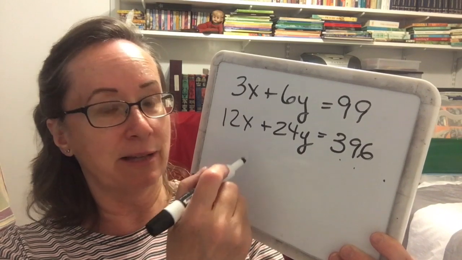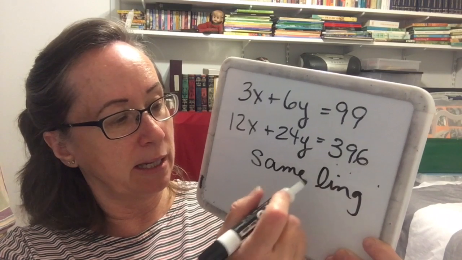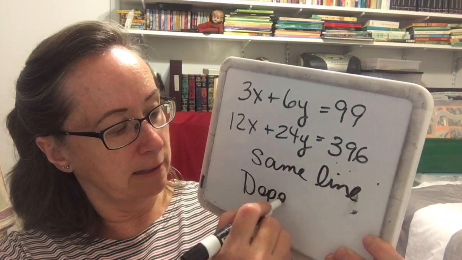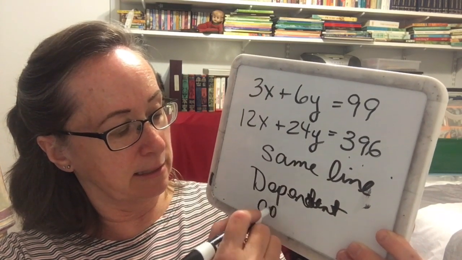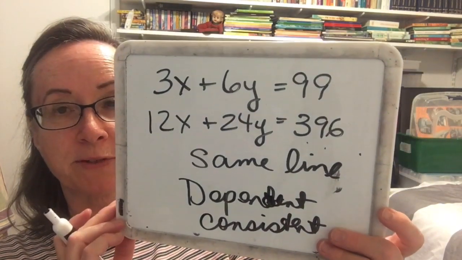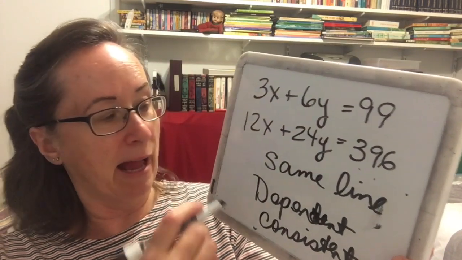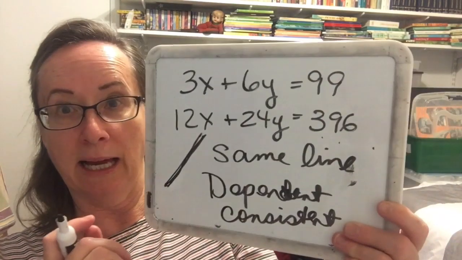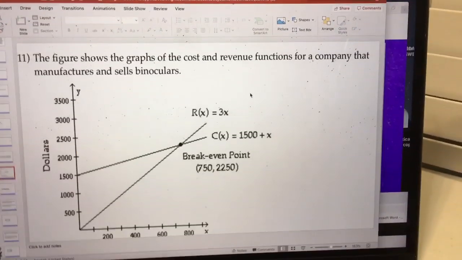So since they're the same line, I'm going to call them dependent and consistent, because they have an infinite number of solutions because they're the same line. Dependent, consistent. And their graph is going to look something like that. They're going to be the same line. I figured that a picture was worth 1,000 words on this one.